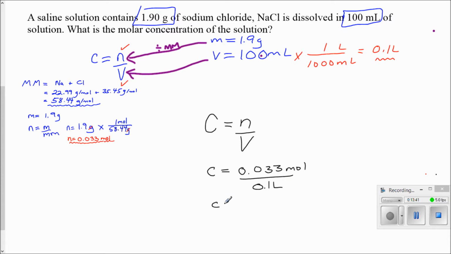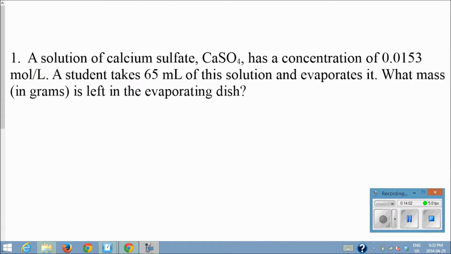When we divide this, we're going to get a concentration of 0.33 moles per 1 liter. Okay. Or you could also write this as 0.33 capital M. Capital M means moles per liter, okay? And that's our final answer. Therefore, the concentration is 0.33 moles per liter.